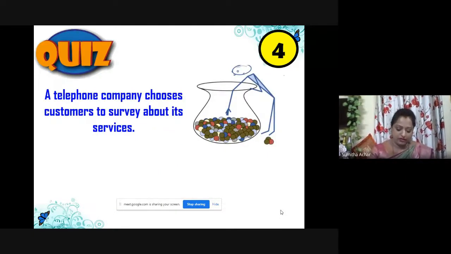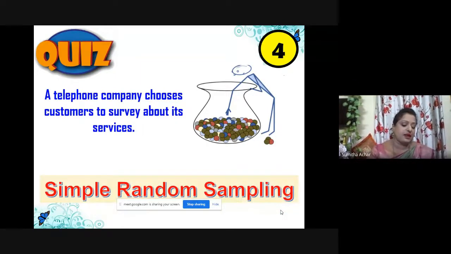Okay, a telephone company chooses customers to survey about its services. Again, think: if they have to choose the customers, do they have a database? Of course, they have a database here, right? From the database, they are choosing the people to call about their services. So very true, this is a simple random sampling method, right? So this is a simple random sampling method.